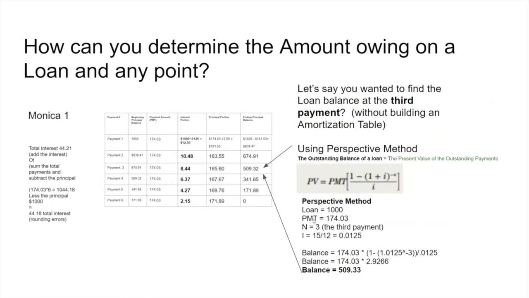That's the present value. The payment was $174.03. We've calculated that. We're into the 3rd payment. We want to know what was the 3rd payment, and again, the interest. So what we're going to do is plug the numbers into this.